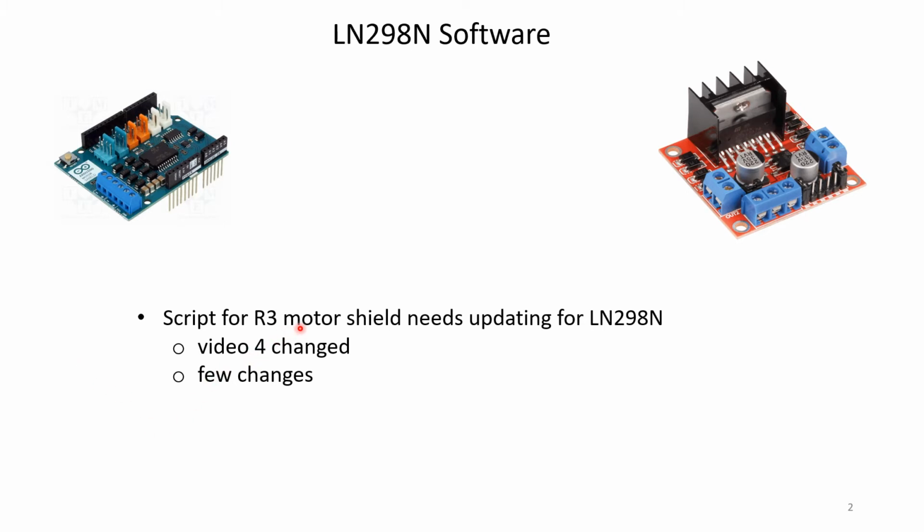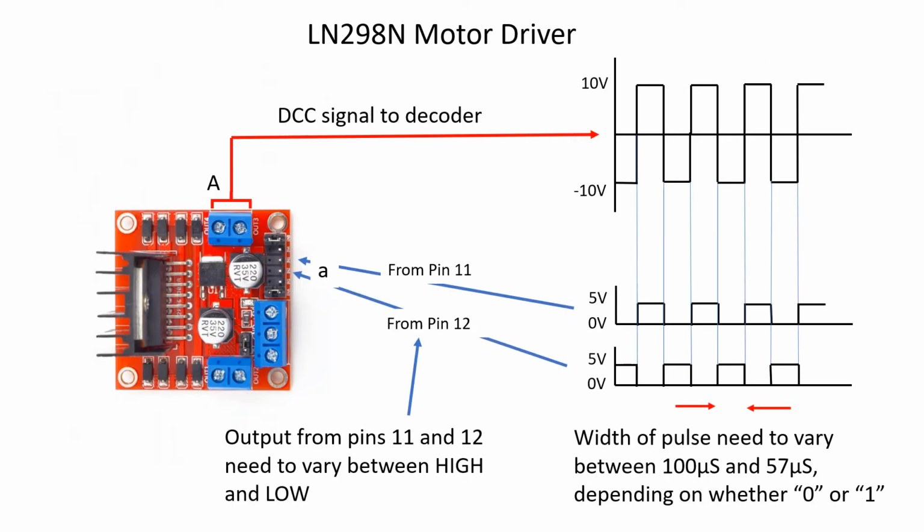So the script for the R3 motor shield needs very few changes to modify it for the 298. There's some changes to video 4. Most of it, apart from one slide, is changed. So there's very few changes. It's very straightforward. To recap on 298 and what needs to be done.